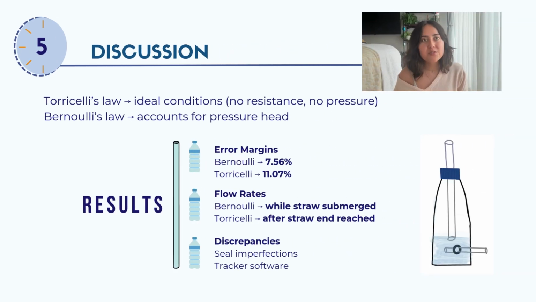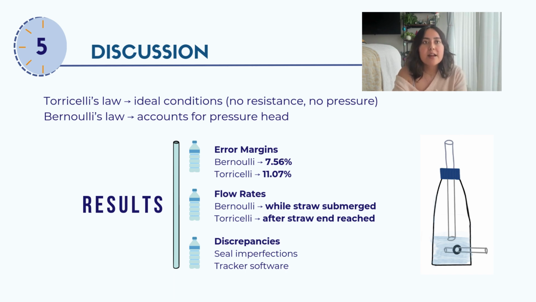For the discussion of results, we can see both Torricelli's and Bernoulli's laws in this experimentation. Torricelli's law by taking into account ideal conditions like no pressure or no resistance, and Bernoulli by taking into account the pressure head. In our specific results, both theoretical and experimental, we can see some error margins that deviate from one model to another. For Bernoulli, we have an error percentage of 7.56, and for Torricelli's, we have 11.07.